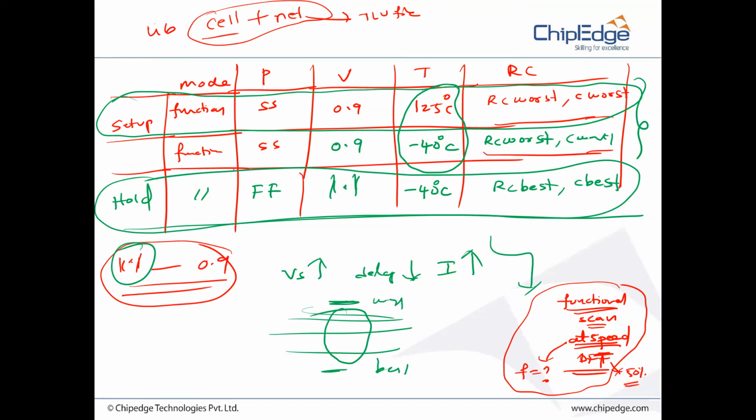Any doubts? Sir, minus 40 has more delay, no? Doesn't temperature inversion take place? Instead of minus 40, we have to use 25 or something between 0 and 20. Then only the delay will decrease. And see, voltage is more here.